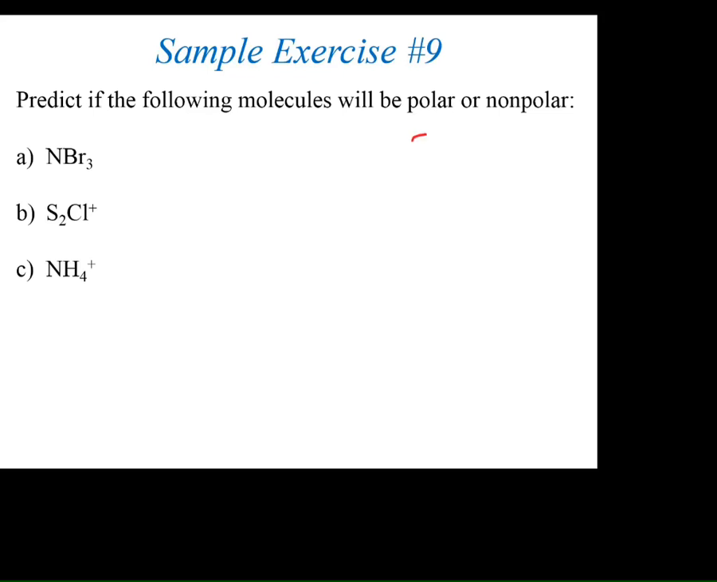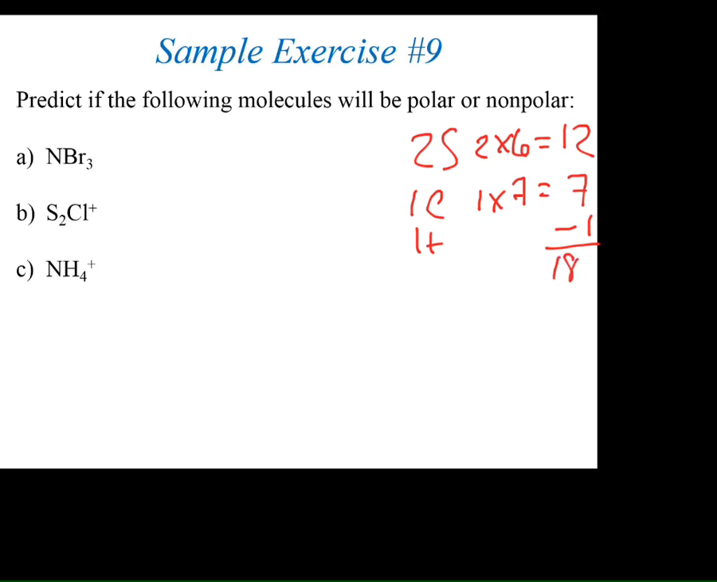S2Cl+, 2 sulfurs. Each of those gives 6. That's 12. 1 chlorine. That gives 7. And then a positive charge means subtract 1. So 18 total, right? Is that what you got? Put chlorine in the center. Sulfurs and 1 bond, 1 bond. That used 4. Now I've got 14 left. Every sulfur needs 6. 1, 2, 3, 4, 5, 6. 1, 2, 3, 4, 5, 6. How many did that use?